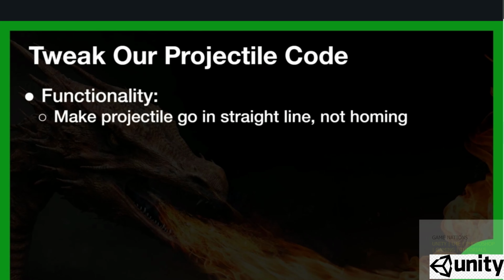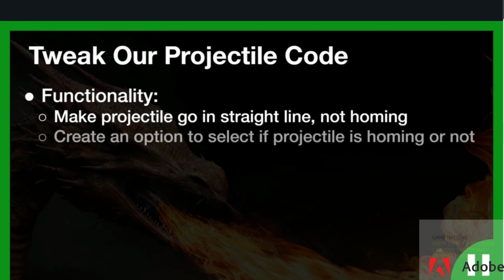First of all, see if you can make our projectile go in a straight line instead of being a homing missile or homing projectile. This is a pretty straightforward fix, something you should be able to figure out even if you don't take on the other parts of the challenge. The second part of functionality is, hey, let's create an option to select if the projectile is a homing projectile or is not a homing projectile. So, for example, when we implement our fireballs pretty soon, maybe they follow the target no matter what, but our arrows don't follow the target, and we don't want to have to create a whole new script. So within our projectile script, how do we do that? So you can select, is this particular projectile homing or not homing?